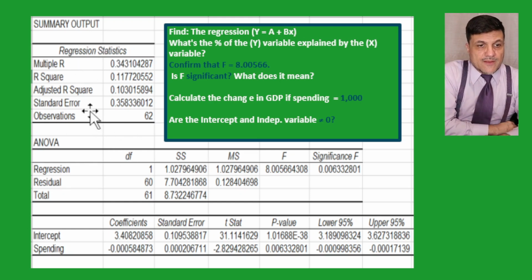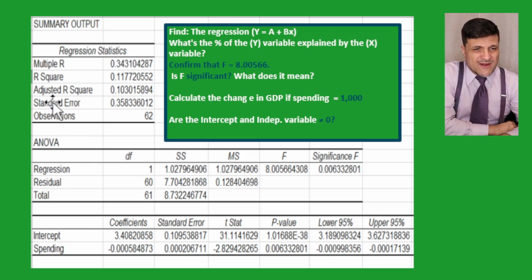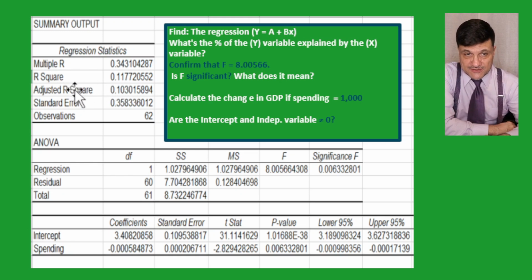First portion. I have multiple R, R square, adjusted R square, standard error, and observations. So what do they mean? What is the multiple R? Multiple R is the correlation between X and Y. Okay? Means 0.34. R square is 0.117. What is R squared? R squared is called the coefficient of determination. Coefficient of determination is the explanatory power of the x variable over the y variable, meaning how much the independent explains the dependent.